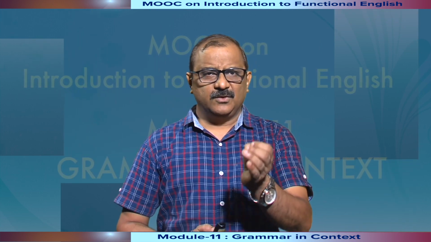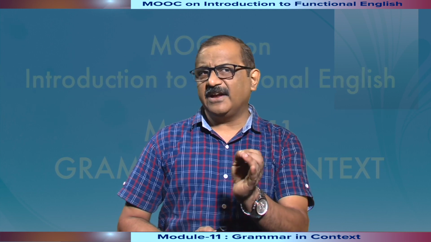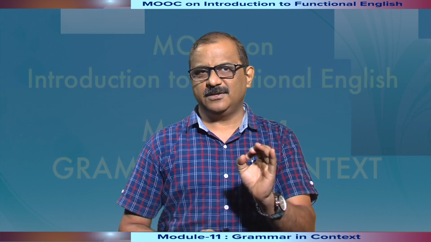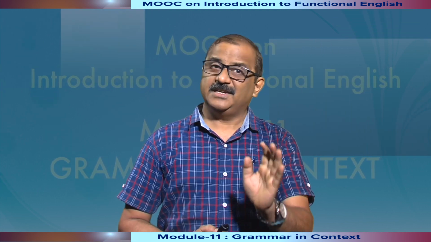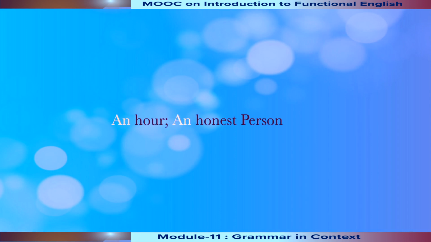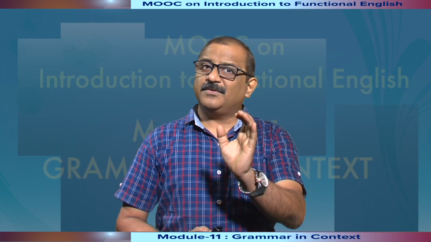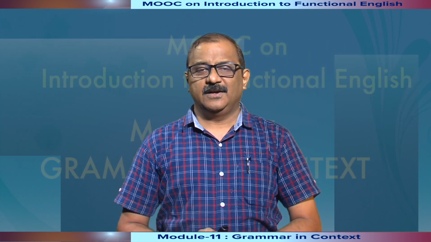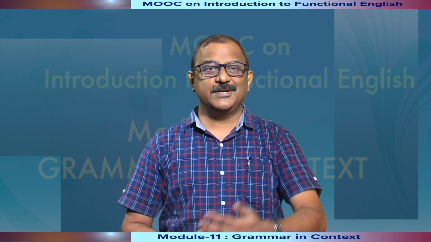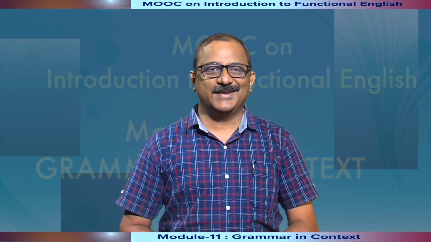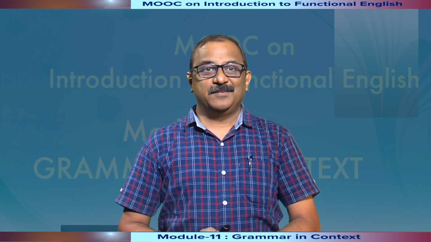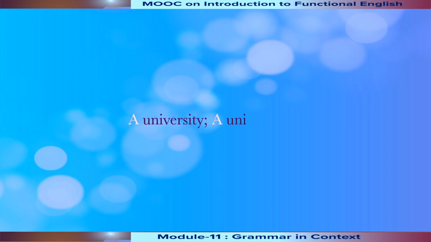For instance, though hour begins with the letter H, which is normally considered a consonant, it takes the indefinite article an: an hour, an honest person. U is one of the 5 vowels. That's what we have been taught, and our children are taught. Even my children are taught in school. But it's a university, it's a unit. I'm not going to go into the details. It's basically related to pronunciation. I think some of you do understand that.